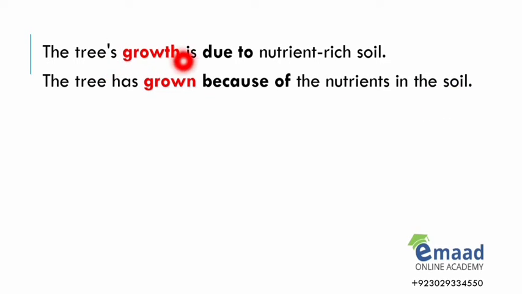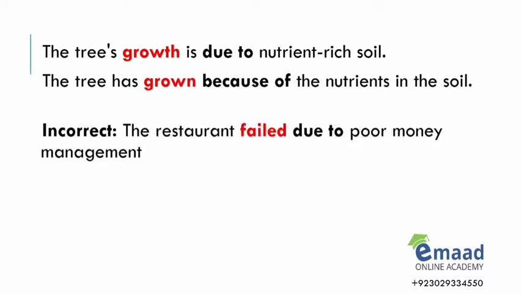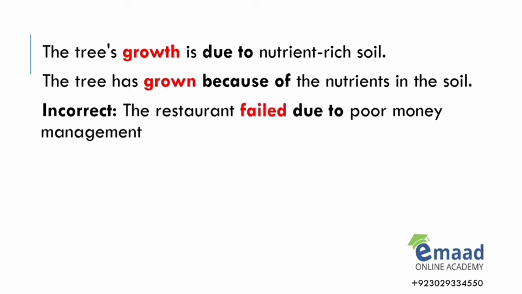And the tree's growth is due to. In that sentence, growth was an abstract noun, so we use the expression due to. But here the tree has grown. In this sentence, the expression because of modifies the verb grown. Hence it works like an adverb. Let's look at this sentence. The restaurant failed due to poor money management.